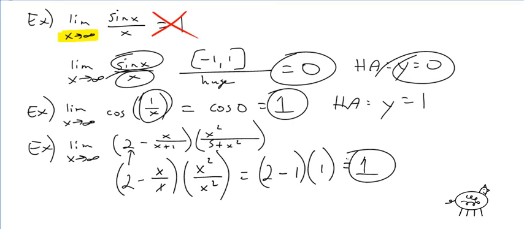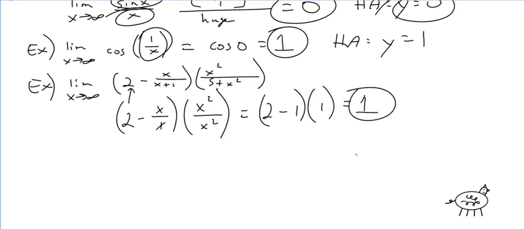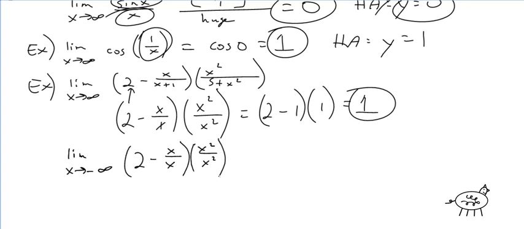What happens if we do that same problem with the limit as x approaches negative infinity? Is it the same thing? You still take the highest degree, so it's x over x, and then x squared over x squared. So does it even change? No, it doesn't change, because it doesn't matter if it's going to negative or positive infinity. It's still 2 minus 1 times 1, and 1 times 1 is 1. Okay, let's keep going.